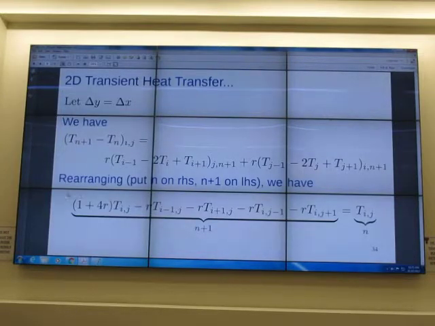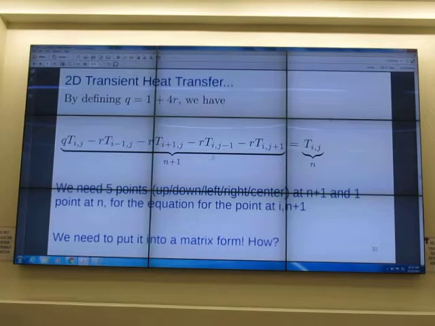So this means after you discretize the temperature inside, you need to discretize the boundary condition too. Okay, I wrote here that we need 5 points, up, down, left, right, center, at n plus 1, and 1 point at n for the equation for the point at i, n plus 1. So we need 5 points in the future and current point to get 1 point in the future. So number of unknown is more than number of equation.